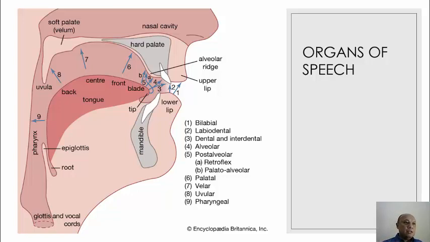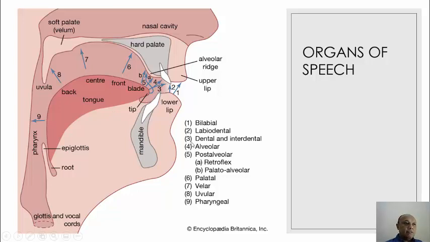Okay, so we start with number one here, the bilabial. From the term here, bi means two, labial is lips, so the two lips. You have the labiodental. Labiodental is the part on which our teeth and our lips meet. That's the labiodental. And then you have dental and interdental, number three, the teeth ridge.